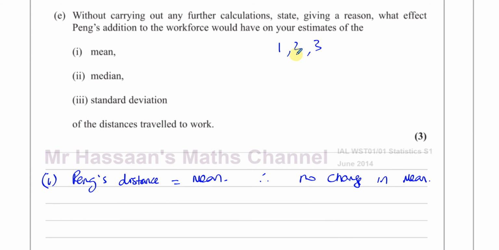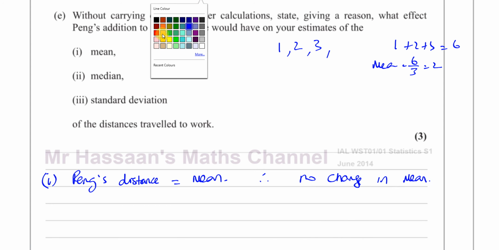All right, supposing we take the mean of these numbers, we have 1 plus 2 plus 3. That's going to give you 6. So the mean is going to be 6 over 3, which is 2. So the mean is equal to 2. Supposing I add another number, which is the same as the mean. So I add another number, say it's the number 2. Supposing I add the number 2 to the data.